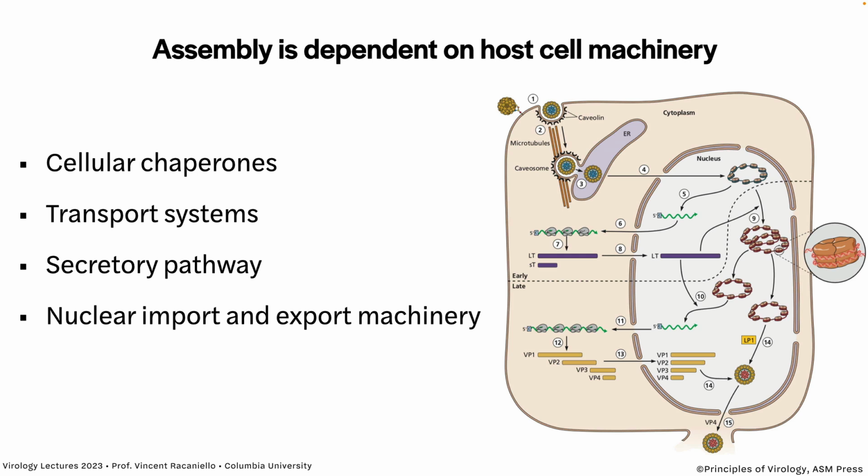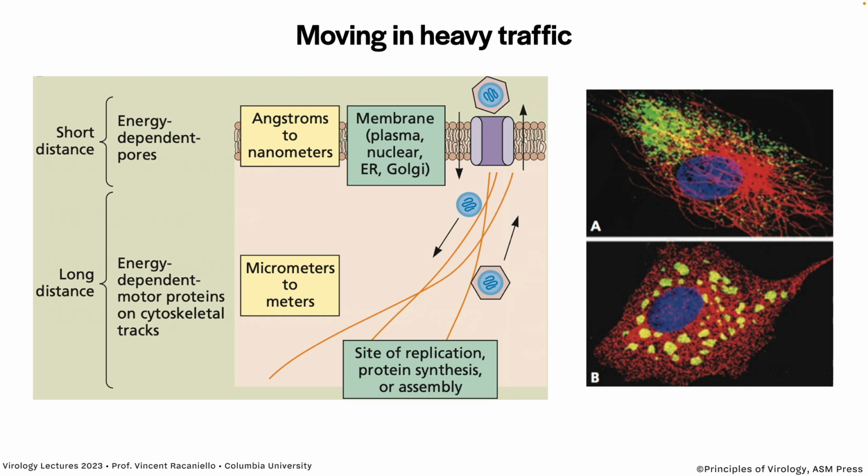We have transport systems, of course, to move components throughout the cell. We have the secretory pathway, which brings glycoproteins from the endoplasmic reticulum to the plasma membrane and out. We have nuclear import and export machinery and many other pathways as well. These are just some of them. We'll touch on these today when we talk about assembly of particles.